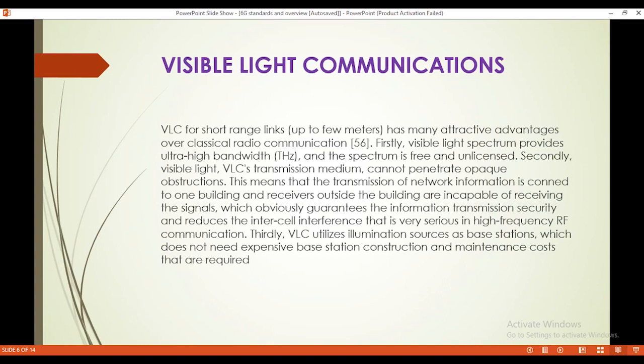VLC has many attractive advantages over classical radio communication. The visible light spectrum provides ultra high bandwidth, and the spectrum is free and unlicensed. Also, the visible light transmission medium cannot penetrate obstructions. This means that the network information is confined to one building, and receivers outside the building are incapable of receiving the signals, which effectively guarantees information transmission security and reduces inter-cell interference. That is very serious in high frequency or RF communications.